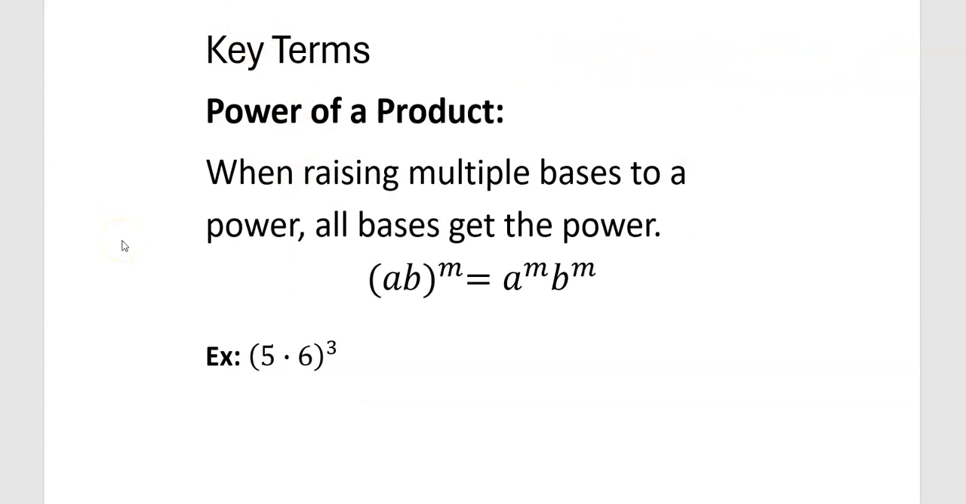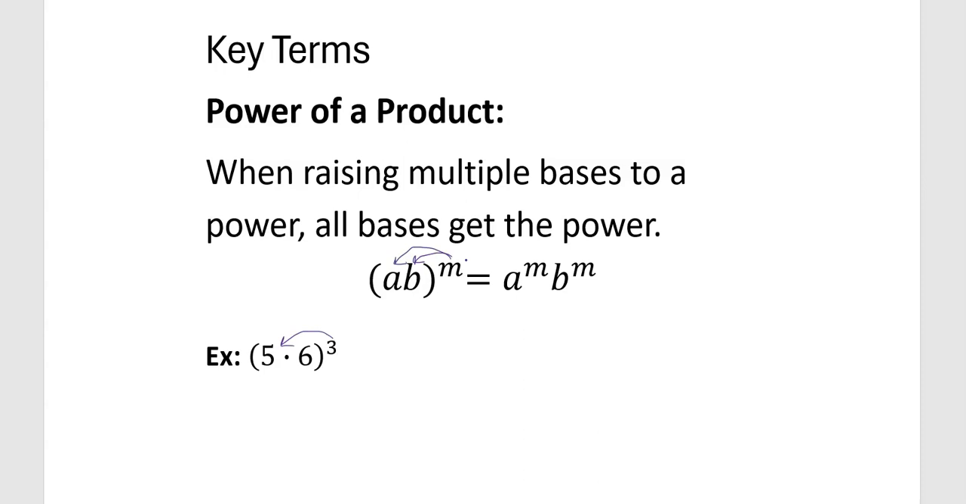Our next term is power of a product. So when I have something inside my parentheses, I am multiplying, and all of that is being raised to another power. I am basically just distributing this m and giving it to both of the objects in the middle. I'm multiplying. So a times b raised to the m power is the same as a to the m power times b to the m power. So you can see this here.